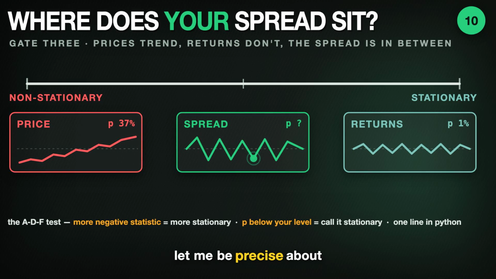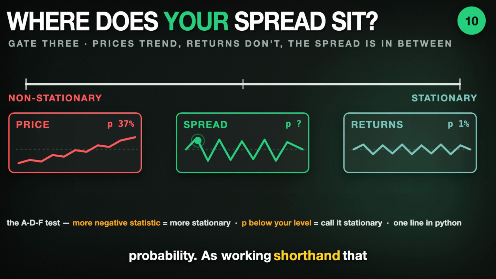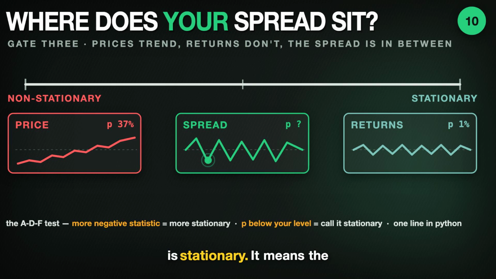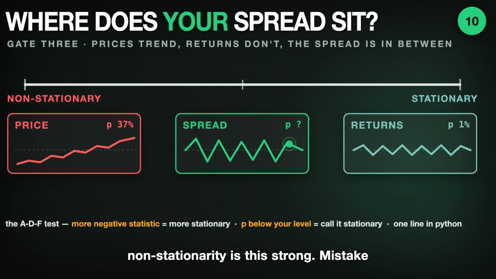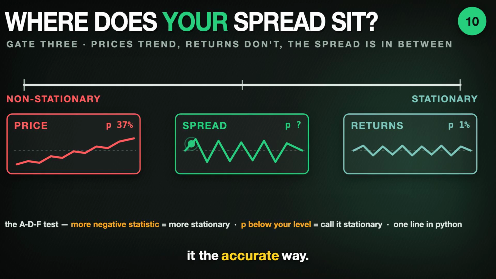And let me be precise about one thing. The original says a p-value of 1% means the series is stationary with 99% probability. As working shorthand, that is fine, but strictly speaking, the p-value is not the probability that the series is stationary. It means the evidence against the assumption of non-stationarity is this strong. Mistake that for a probability and you will size your positions wrong, so today we say it the accurate way.